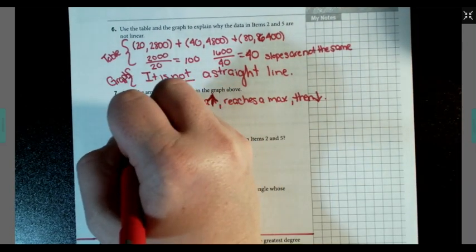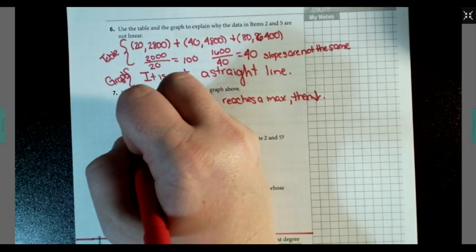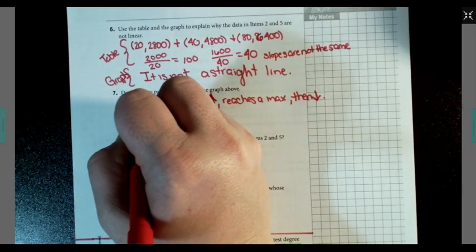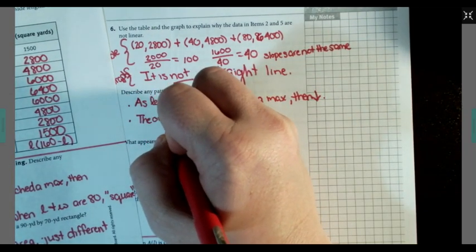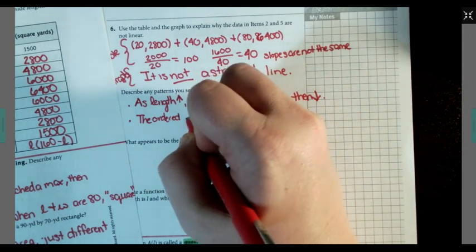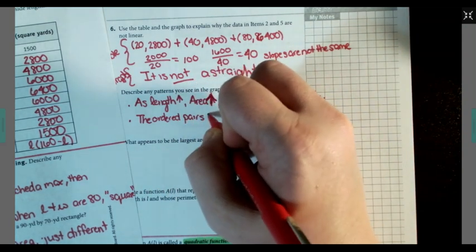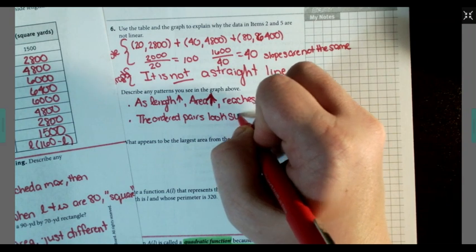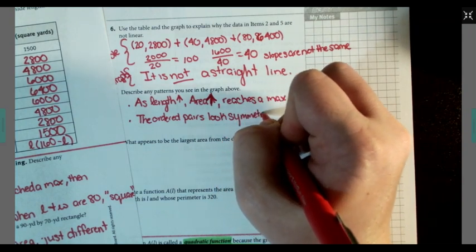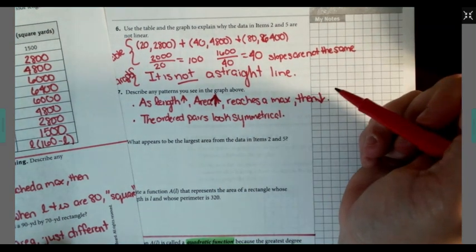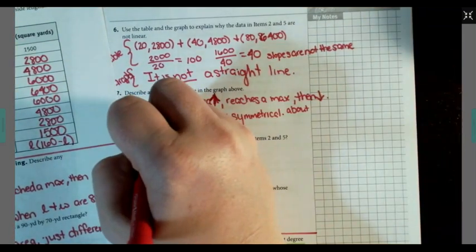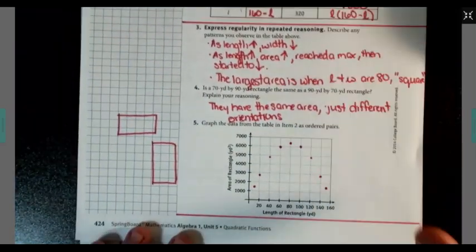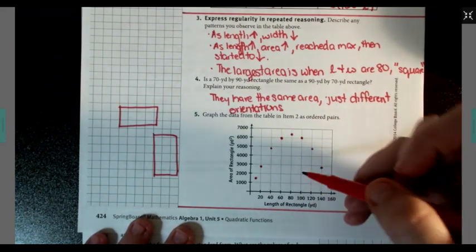Next note I can make here is the ordered pairs look symmetrical about line x equals 80.